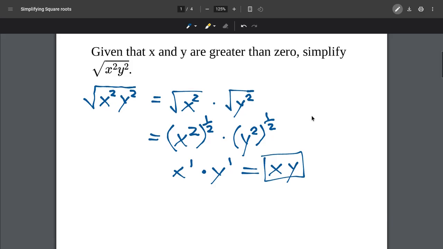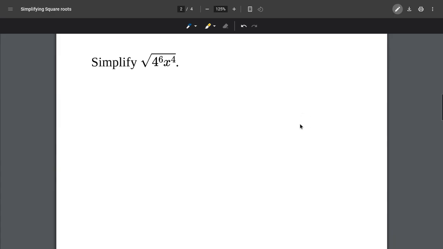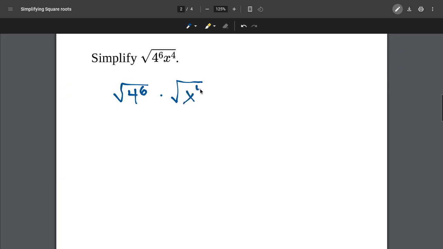Okay, let's look at the next one here. So we've got problem 2. We're simplifying the square root of 4 to the 6th power times x to the 4th power. So we're going to break this apart into the square root of 4 to the 6th power times the square root of x to the 4th power.